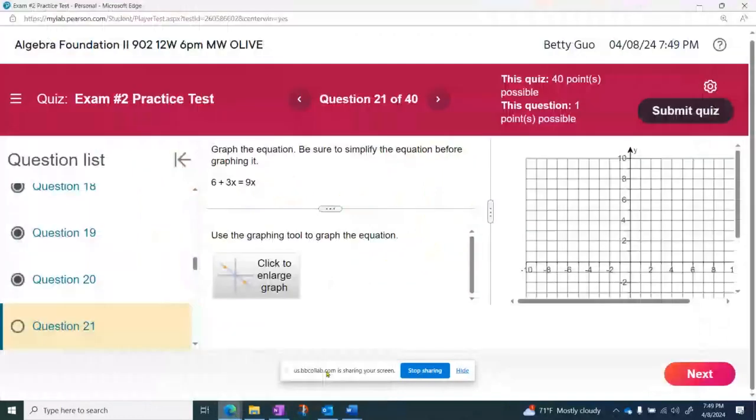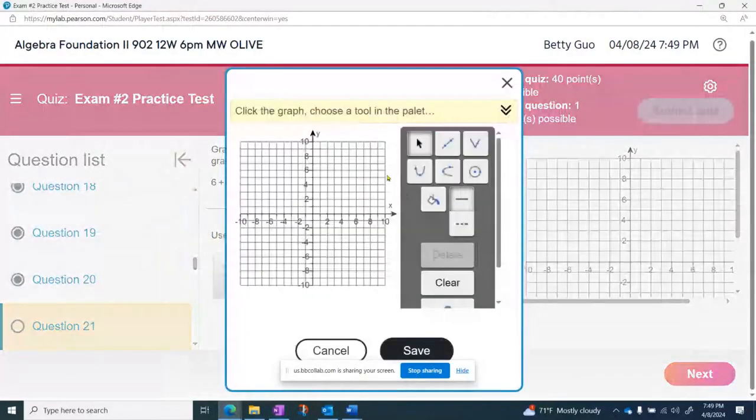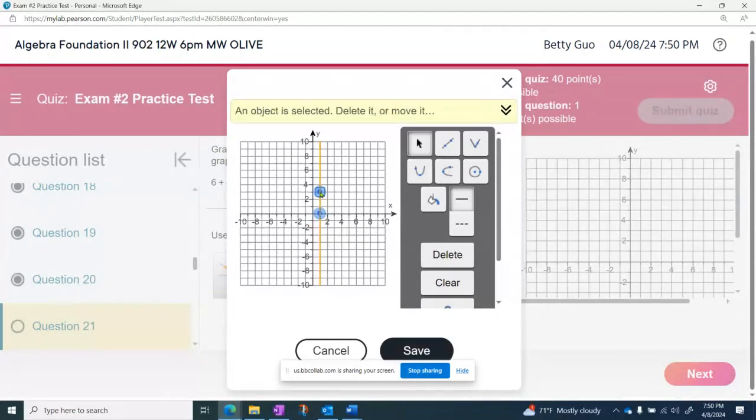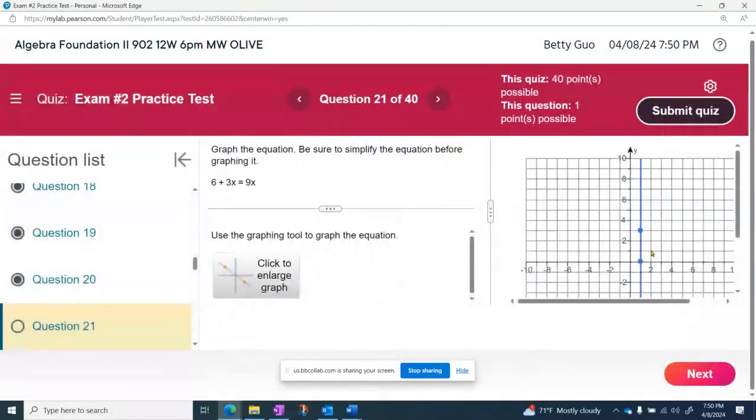So let me draw the vertical line. X equals 1. So do that. And then x equals 1. This is the orange line. Go to the right 1 unit. And then draw a vertical line. And that's it. All right, that is x equals 1. Just find x equals 1 and draw a vertical line.